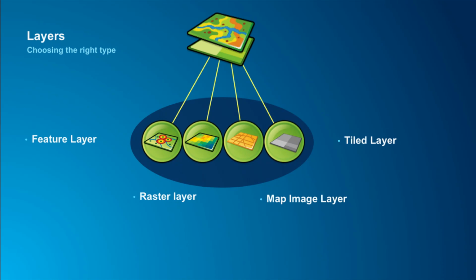Now, that's a structure of a map or a scene, but really what it's composed of is layers. Layers in the base map and layers in the operational layers. And we have a number of different layer types in runtime for you to choose from, depending on what the data is and what your application needs to do with it.